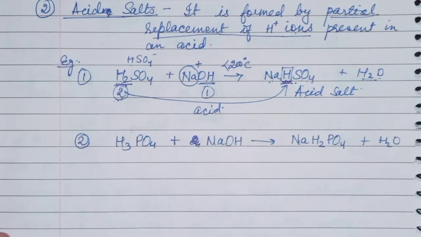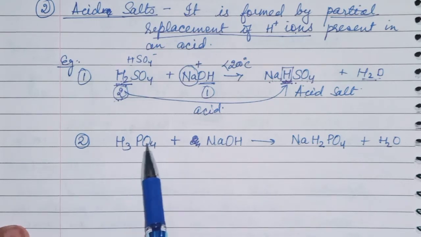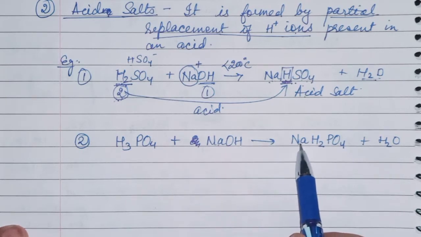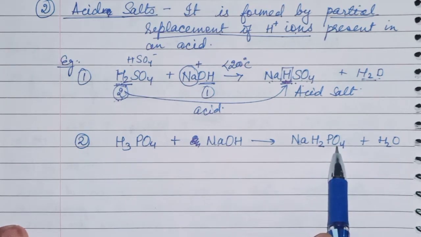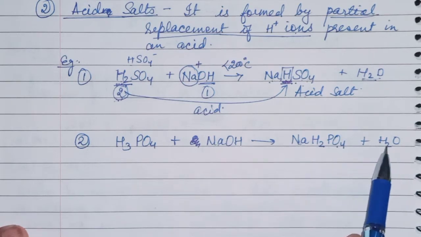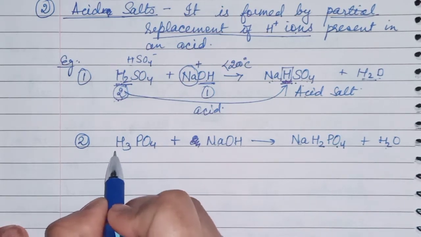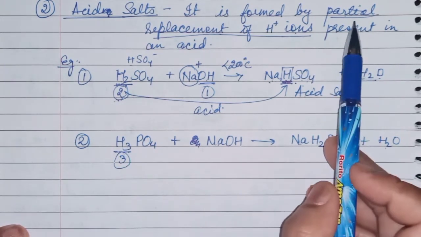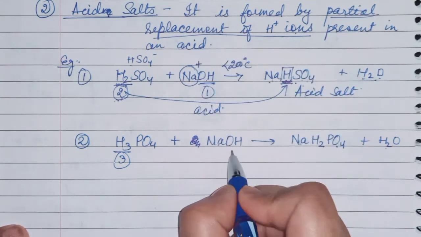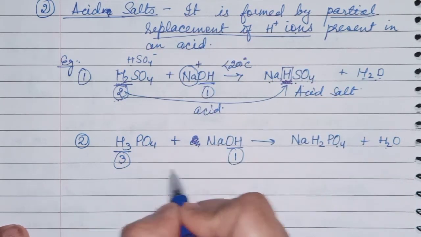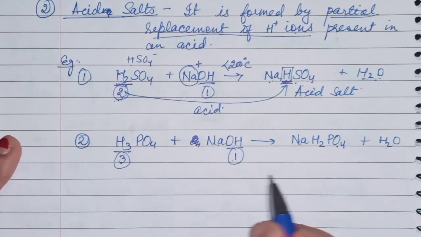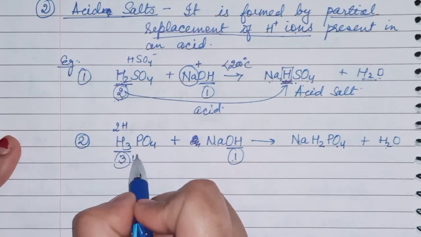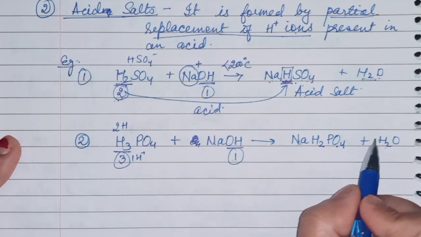Clear? Now another example is phosphoric acid. When it reacts with sodium hydroxide, it will give sodium dihydrogen phosphate, and water is formed. See how many ionizable H plus ions are there? 3. But we have discussed that partial replacement will take place, and here OH is 1 only. So out of 3, how many will we use? Only 1. So how many are left here? It is 2 H. Okay, 2 H is left and 1 H is forming water with OH minus.